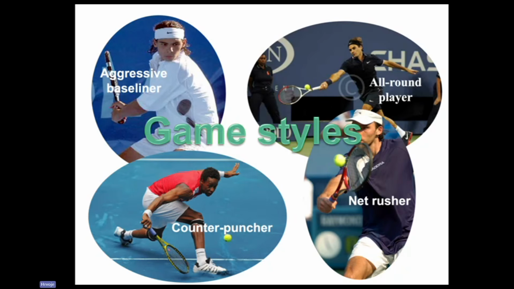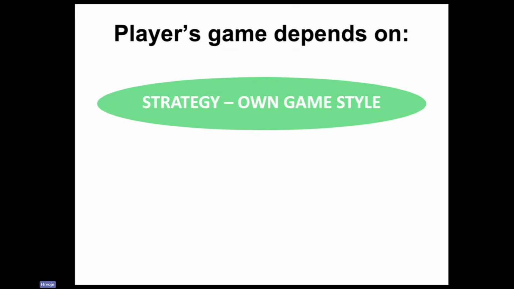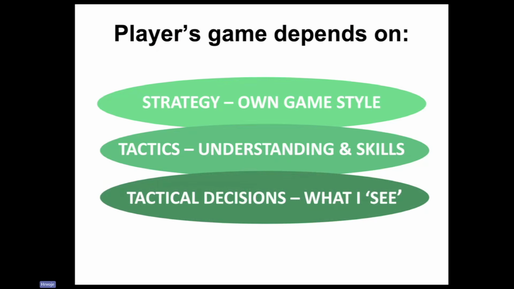When we talk about players' game style, it will be related to a few elements. Of course, the strategy that is defined with the game style, tactics, understanding of different tactical concepts and having different skills. But also, one thing that we will discuss much more in person when we meet in Stockholm is tactical decisions, decisions that are mainly based on the clues that we see, especially during the point. The strategy, tactics, and tactical decisions will be related to your game style, because different game styles will make different decisions in the same situations.